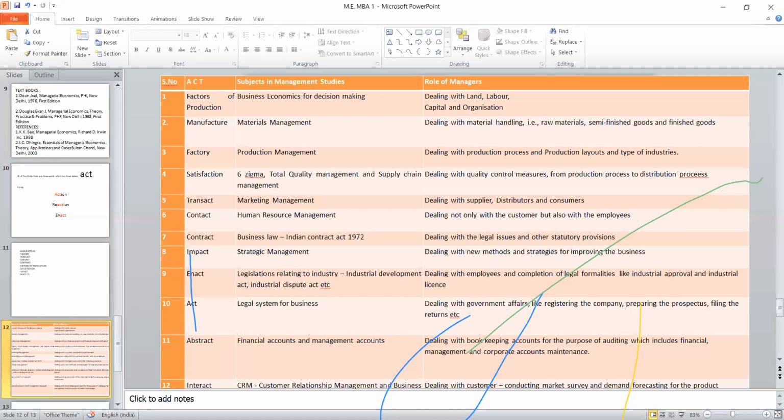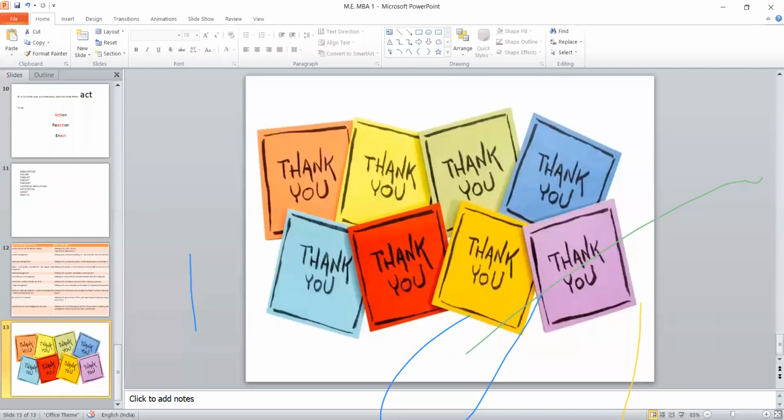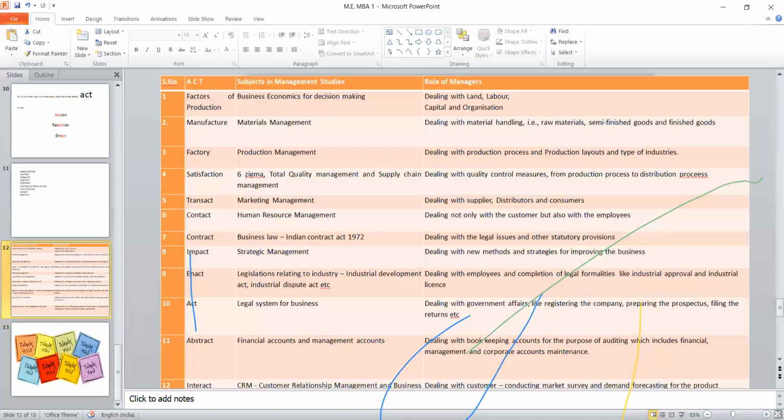Then abstract. Abstract means maintaining the data. Financial accounting, management accounting, corporate accounting, all these things come in this particular one. The last one is interact. Give me one minute, I'm not able to get the last one.